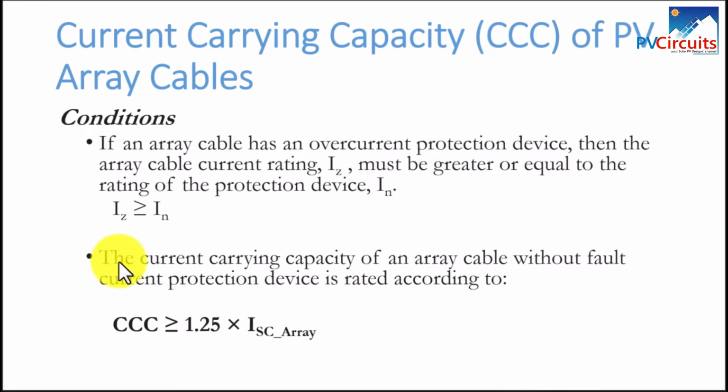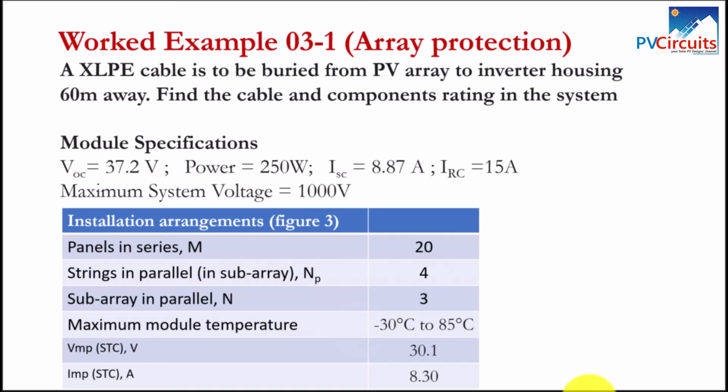The other condition is that the current carrying capacity of an array cable without a fault current protection device is rated according to the following equation. The current carrying capacity of the cable should be 1.25 times the array's short circuit current. So again, let us explain those conditions with an example.